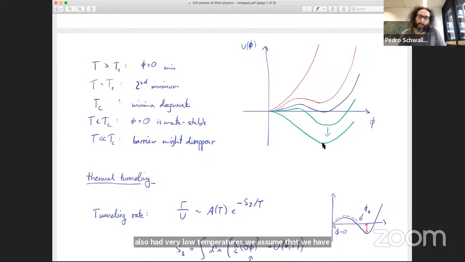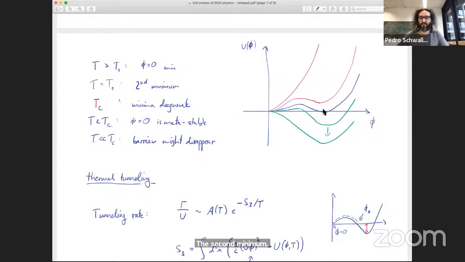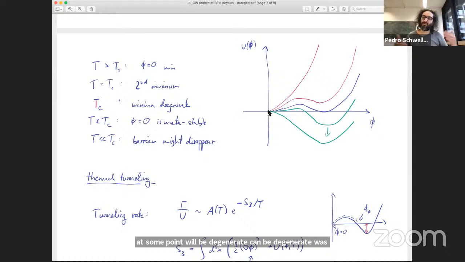But now in between, something different could happen. Namely, at some point, at some temperature, which I call T1 here, a second minimum starts to appear over here. At this point, this minimum is still not very interesting, because the ground state of the system is still at the origin, so the symmetry is still unbroken. But as the temperature drops further, the second minimum at some point will be degenerate with the first minimum at the origin. And this is what we usually call the critical temperature.